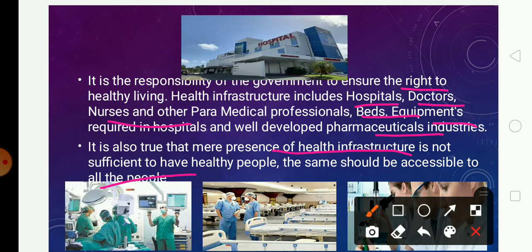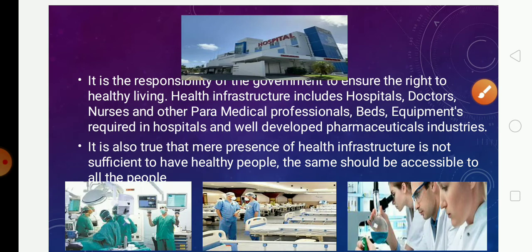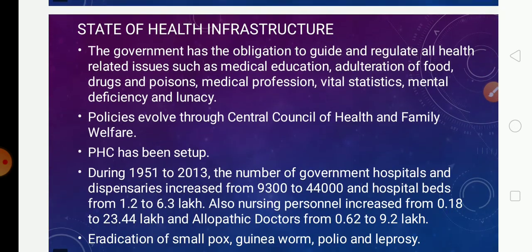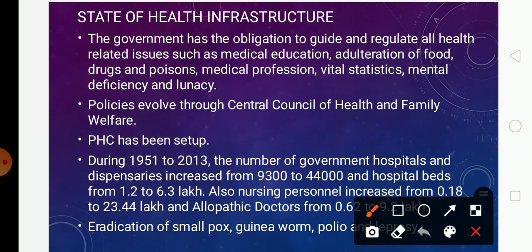Before understanding this, let us move towards the state of health infrastructure in the country, which tells that the government has the obligation to guide and regulate all health related issues such as medical education, that means medical colleges, nursing colleges and paramedicals, and for all this the government has to take the obligation. The government's initiative should be to take care of the initial construction of health infrastructure and adulteration of food, that is mixing of foreign things in food materials, drugs and poisons, medical profession, vital statistics, mental deficiency and lunacy. So these all include the health infrastructure in our country.